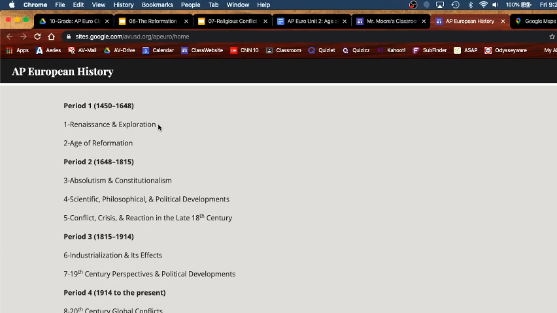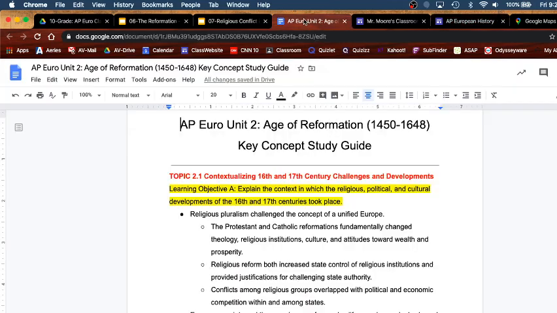So if you've reviewed Unit 1, you probably heard some Reformation-y concepts. And as we talk about the Reformation, you might hear some Renaissance or exploration kind of things, because there's definitely an overlap between those things.